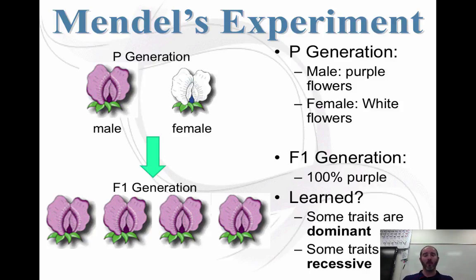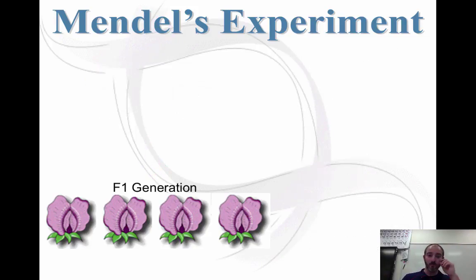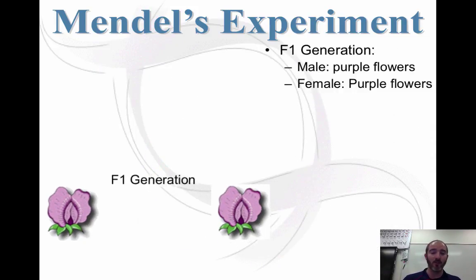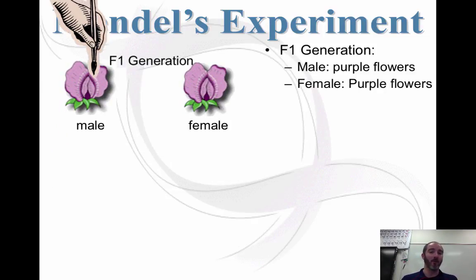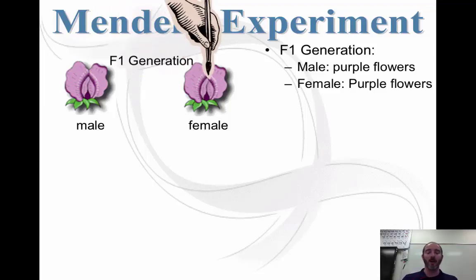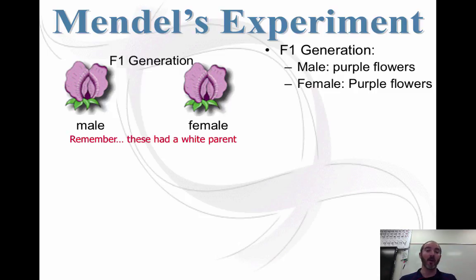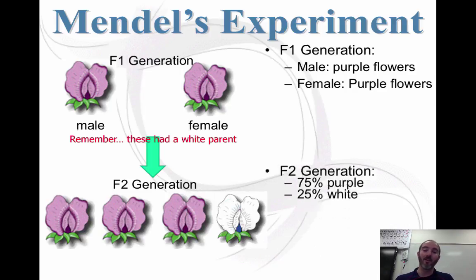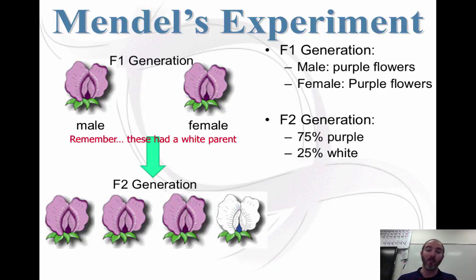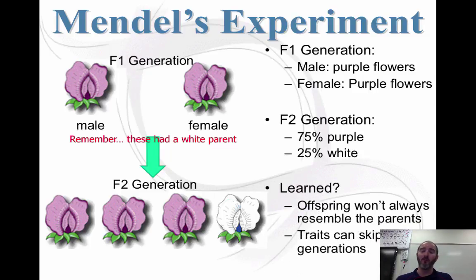All right, so the follow-up question then for him was, what happens if I were to cross the F1 generation with each other? What might be the resulting offspring there? All right, so we're going to take a couple flowers from the F1 generation. We're going to run them through the same experiment. So we're going to acquire some pollen from one flower and pollinate another. And remember, these had a white parent, right? So if we then run through to the F2 generation, what we find is that 75% are expressing the dominant trait purple and 25% white. So what do we learn from this? He learned that the offspring will not always resemble their parents, and that these traits can actually skip generations.